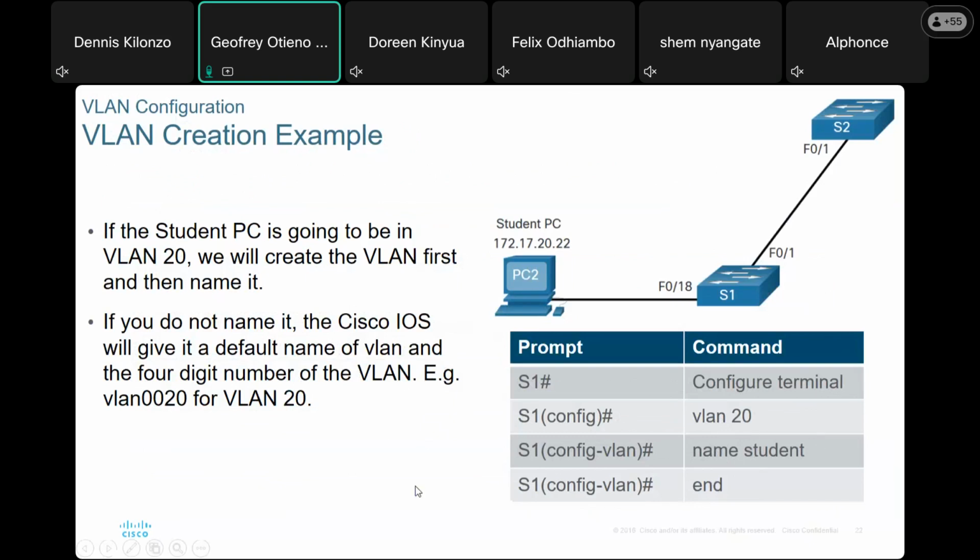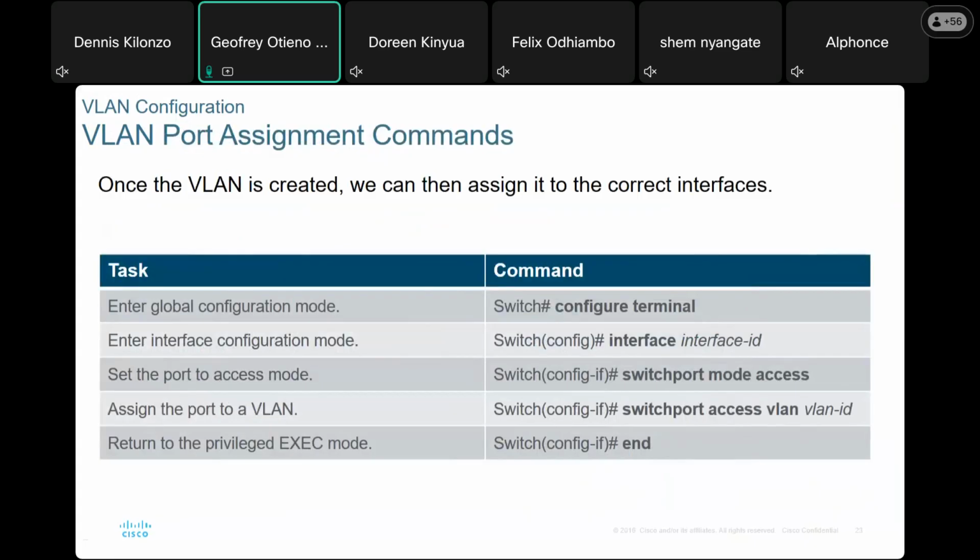How about if you neglect to name that VLAN? Then automatically it will name it for you by default with a 4-digit number taking the VLAN number. If you had VLAN 20 created, you end up with VLAN0020 added as the name because you did not give any name. So it's always good to set a name for your VLAN.